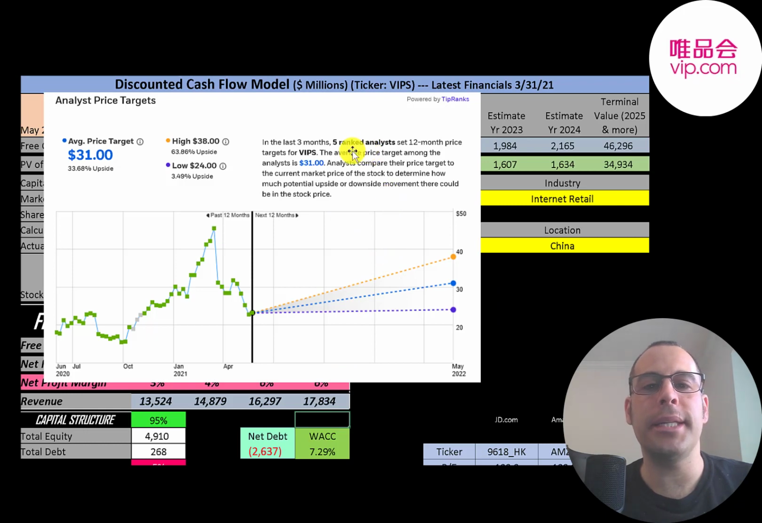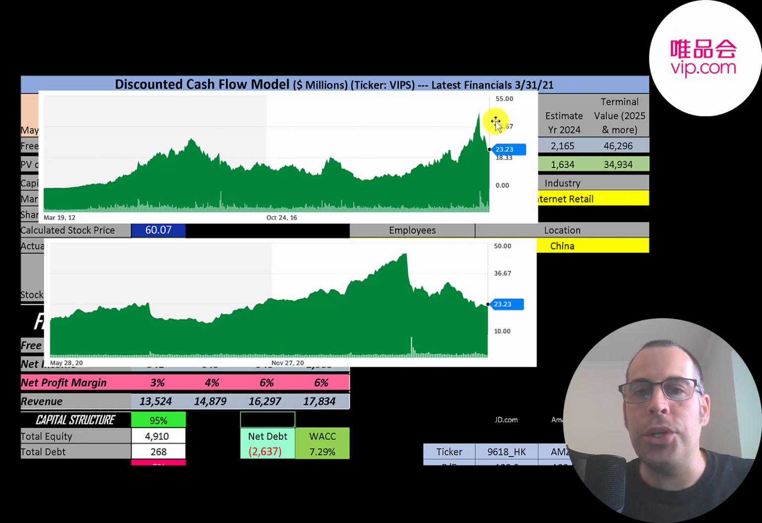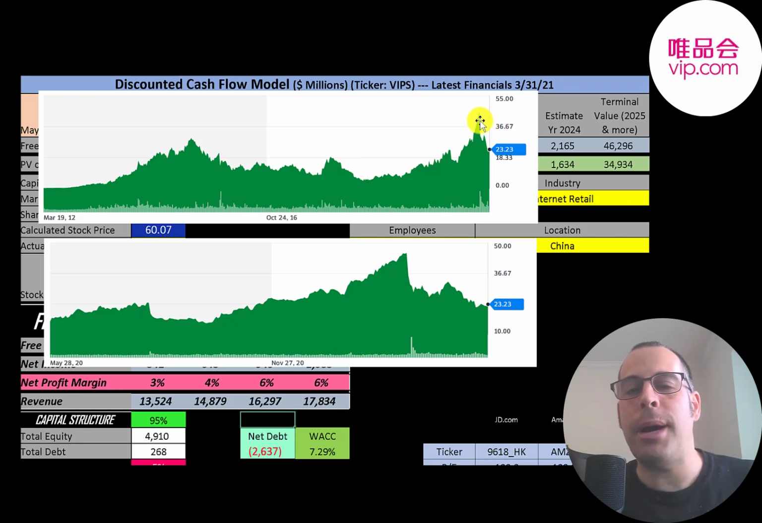Five analysts priced this stock and the average price target was $31. The low was 24, the high was 38. This is the stock price since it started trading. So it looks like the price was really driven up the first few years. Then it came down the next couple years. But just a few months ago, the stock peaked at about $45 a share. But it was cut in half since then, down to $23.